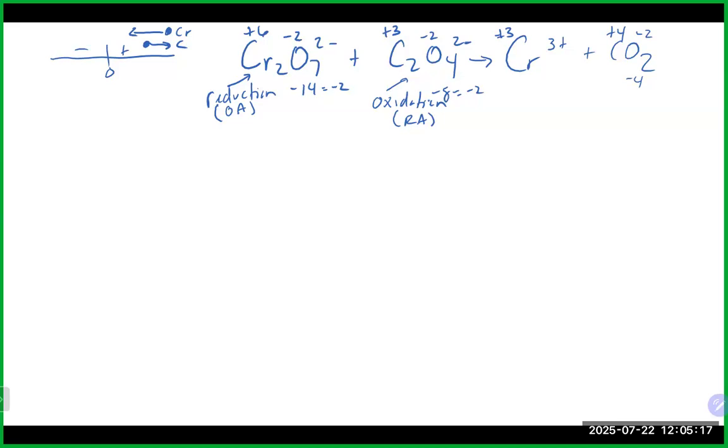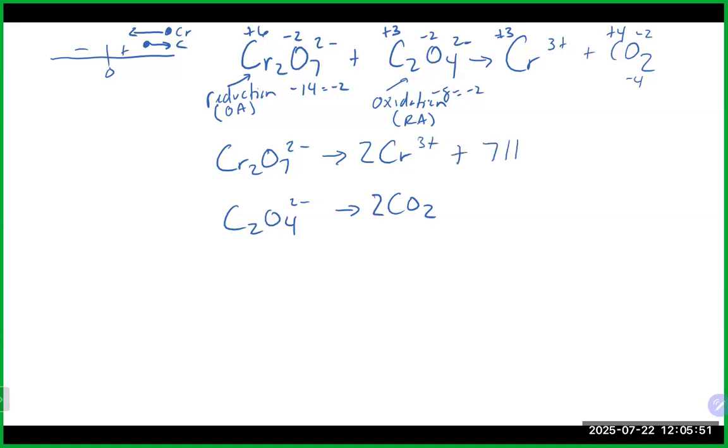All right, so we're going to split it into half reactions: chromium with chromium, and carbon with carbon. We want to balance everything other than oxygen and hydrogen. So we need to put a 2 there for the chromium. We also need to put a 2 there for the carbon. Now that we did that, we're ready to do our oxygens.